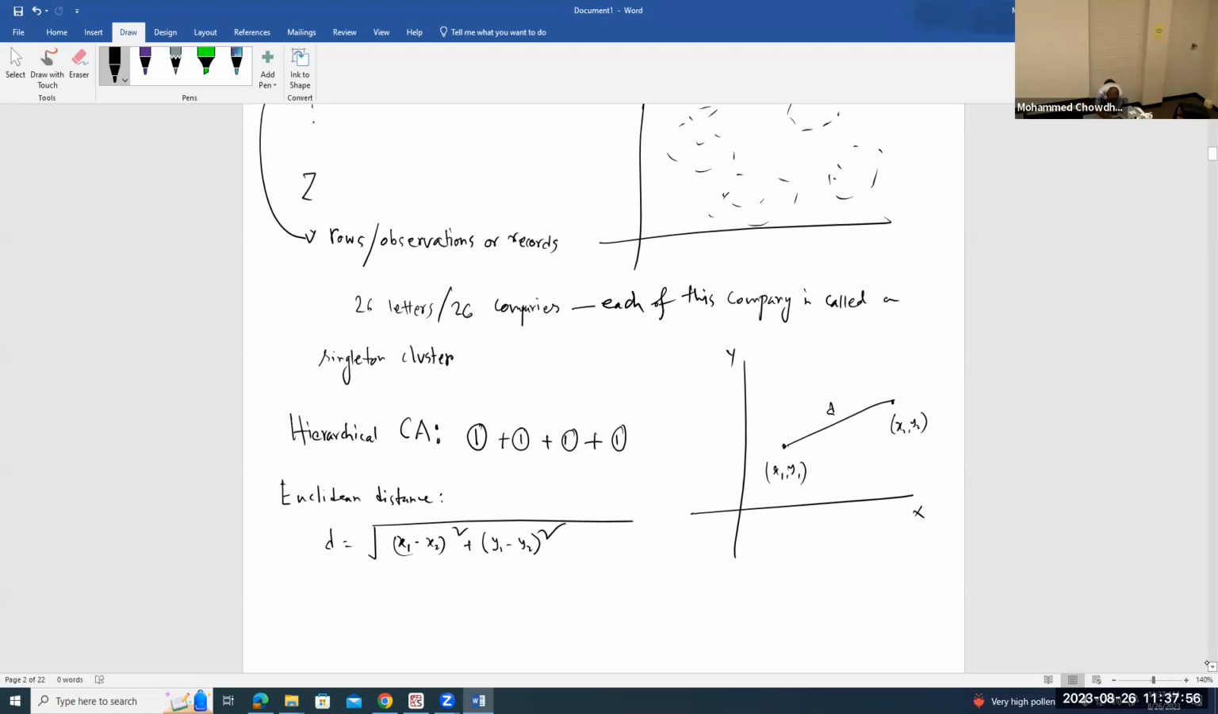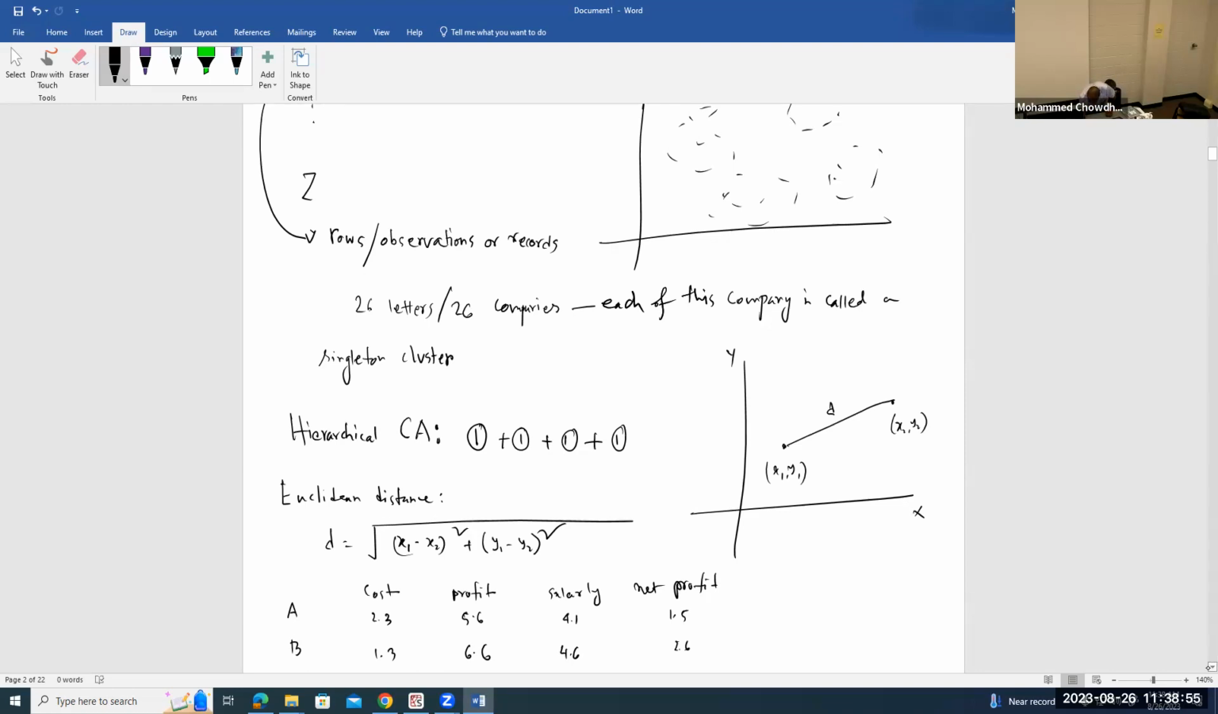Now let me explain. Suppose company A and company B have measurements here. The first one is cost, the second one is profit, the third one is salary, and the fourth one is net profit. Suppose for the first company the values are cost 2.3, profit 5.6, salary 4.1, and net profit 1.5. For the second company, cost is 1.2, profit is 6.6, salary is 4.6, and net profit is 2.6. Now how can I compute the distance between these two companies?